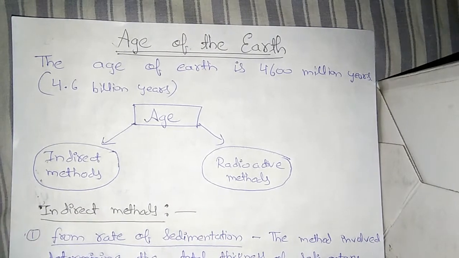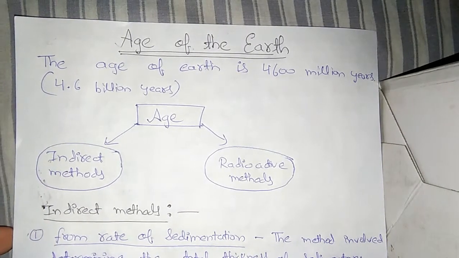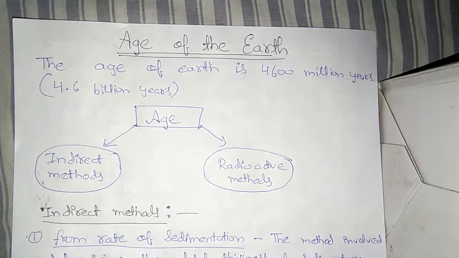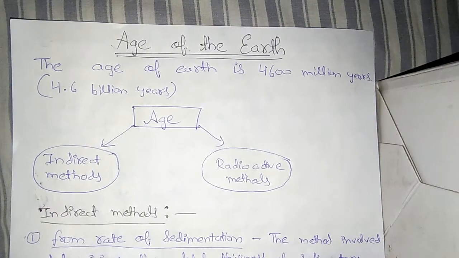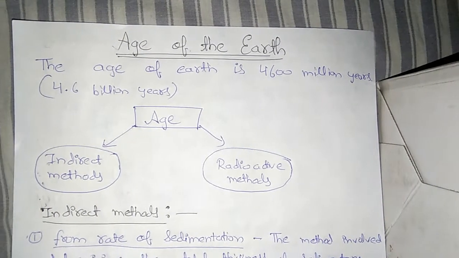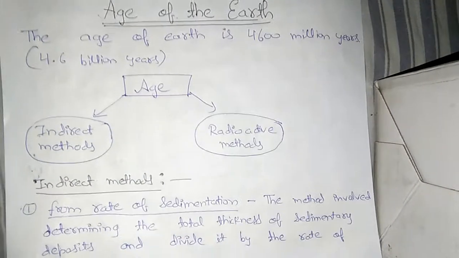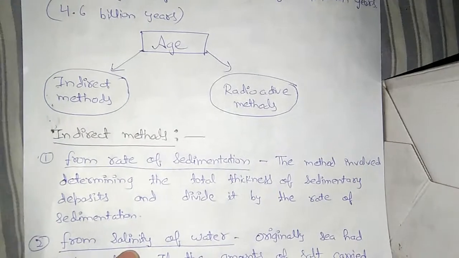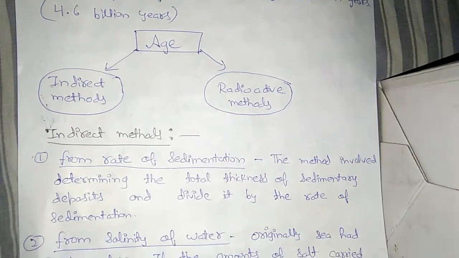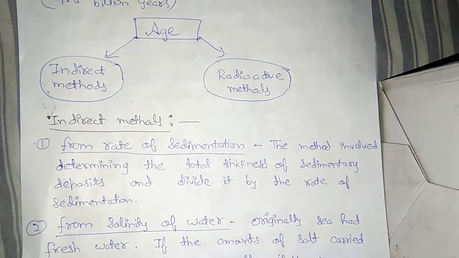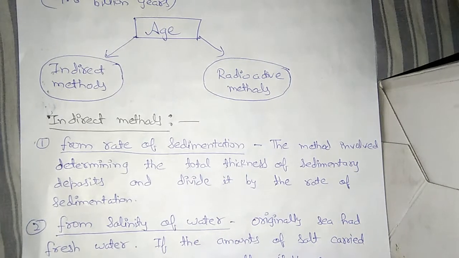The indirect method has some subcategories, and the radioactive method also has some categories. So first I am going to explain the indirect method. In the indirect method, there are many different methods. First is from the rate of sedimentation.